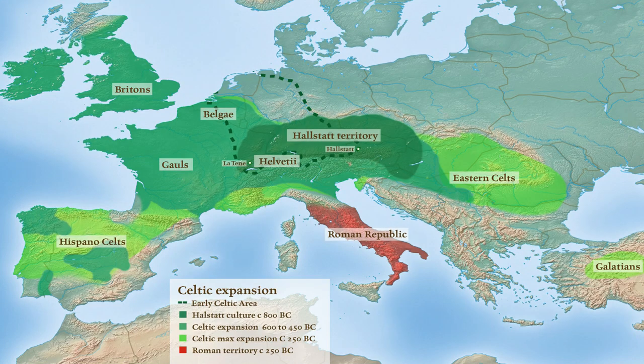This map is an overview of the spread of the Celts. The expansion was gradual. It also shows the limited extent of the Roman Empire as it is at that time in 250 BC.